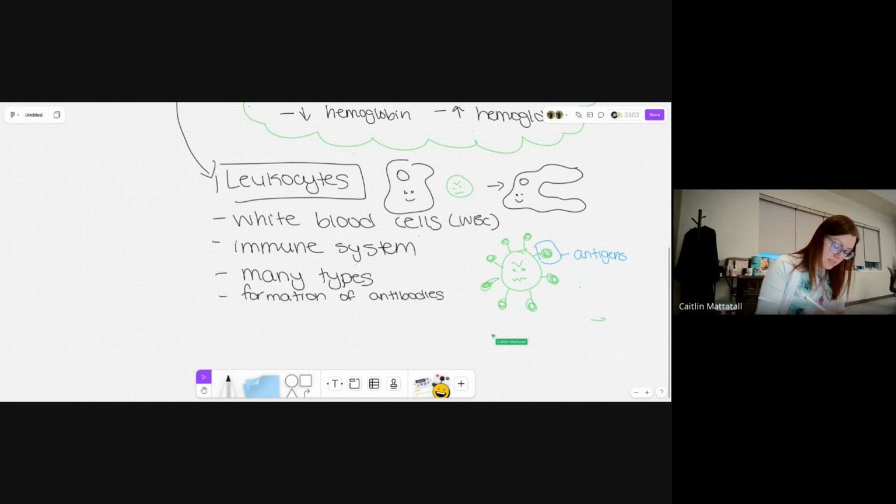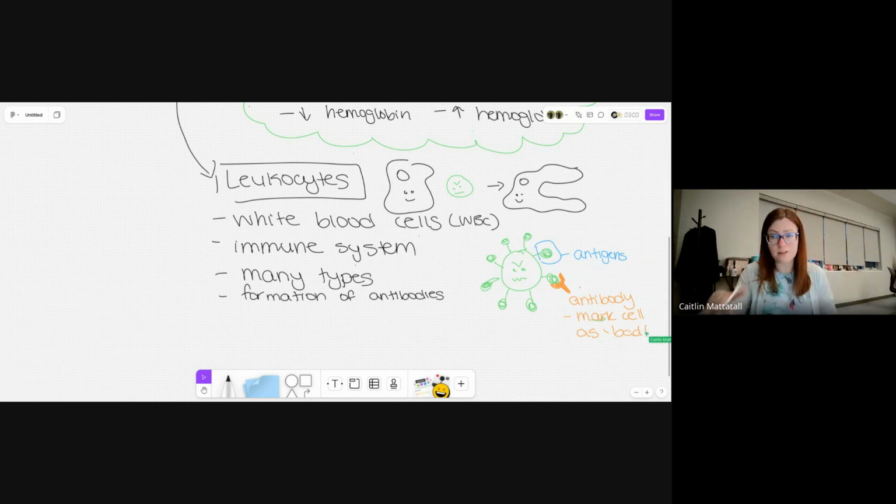We're also going to have these antibodies that are produced, and antibodies are these weird little proteins that can attach to these antigens. And again, they mark the cell as bad. So they say, this cell is wrong. It's not supposed to be here. Please get rid of it.